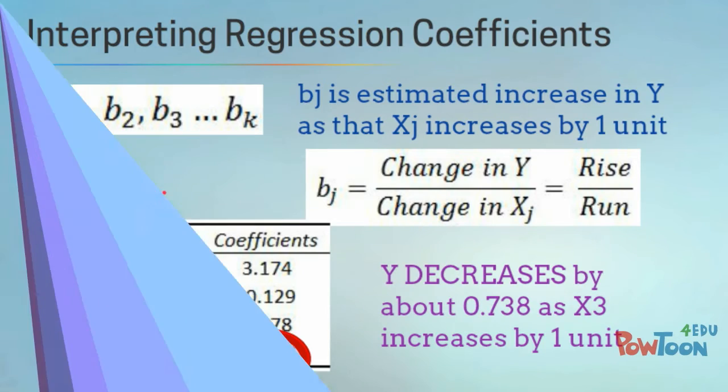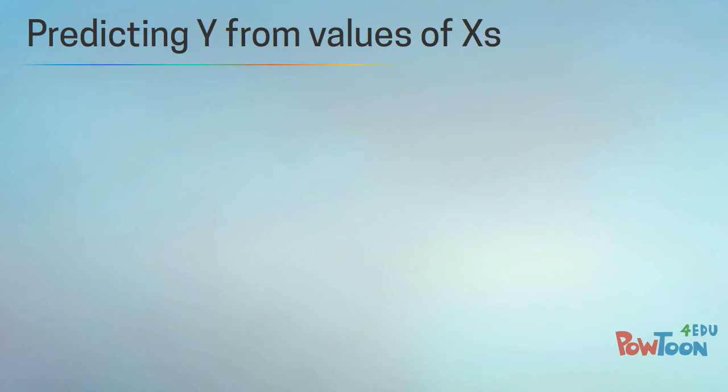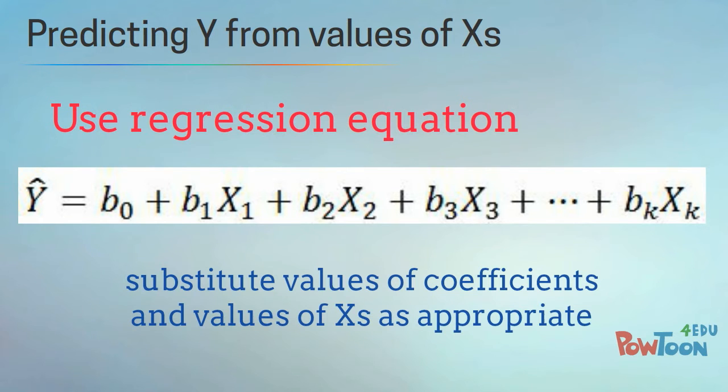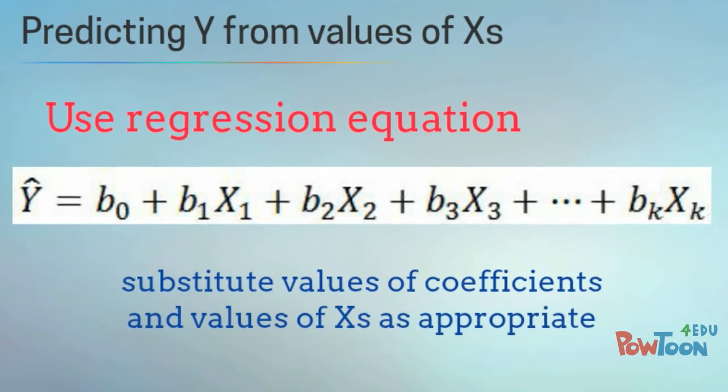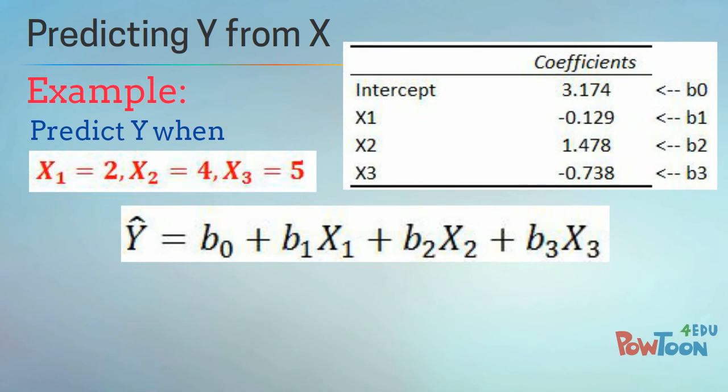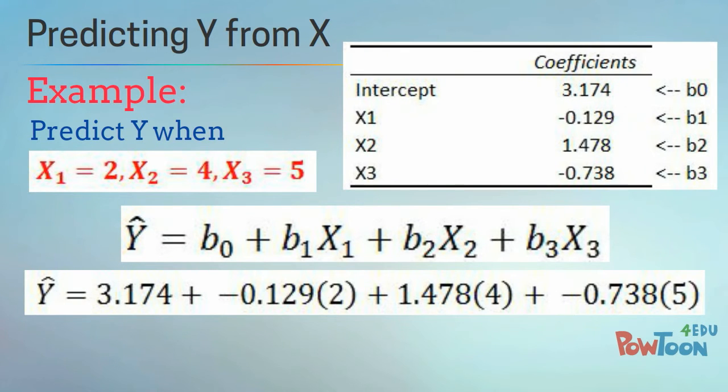The final type of calculation often done in multiple regression is to predict a value of y based on the given values of the independent variables. In this situation, we simply use the regression equation and substitute the estimated regression coefficients and the values of the x's. Using our example, we might wish to predict what the value of y would be if x1 equals 2, x2 equals 4, and x3 equals 5. Then we have y hat equals 3.174 plus negative 0.129 times 2 plus 1.478 times 4 plus negative 0.738 times 5. And we would estimate that y would be about 5.13 when the x's have these values.